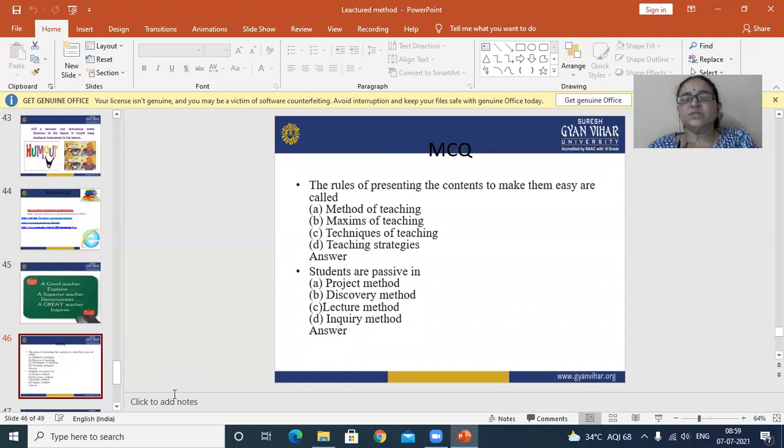The rules of presenting the content to make it easy are called: method of teaching, maxims of teaching, techniques of teaching, or teaching strategy. Choose the appropriate answer and send me in my comment box. Students are passive in: project method, discovery method, lecture method, inquiry method. You have four options. Choose the appropriate option and send me.